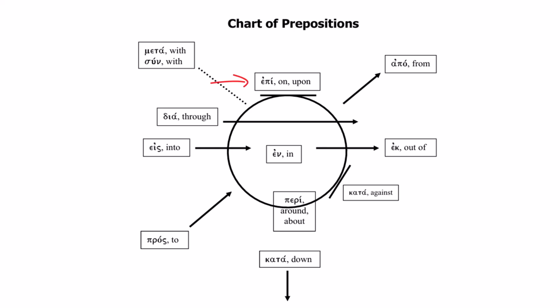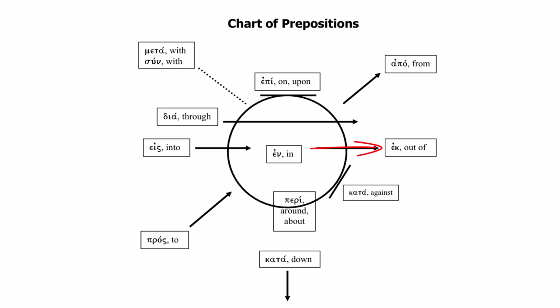And you have epi. Epi means on or upon. You can see where the preposition is placed there. It's placed on top of the circle, so the word means on or upon. It's upon the circle. And you have the word apo. Apo means from. You can see the arrow there. The arrow is coming from the circle. It's moving from the circle. So when somebody says apo, they are saying from something.